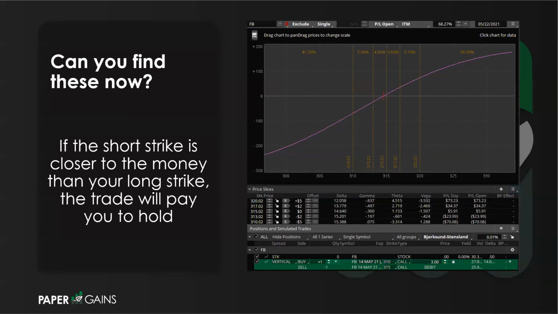Does the value of the short call go up as it does? Yeah, so it totally does. The value of the short call, great question. So we're selling this, right? 315. It will go up.